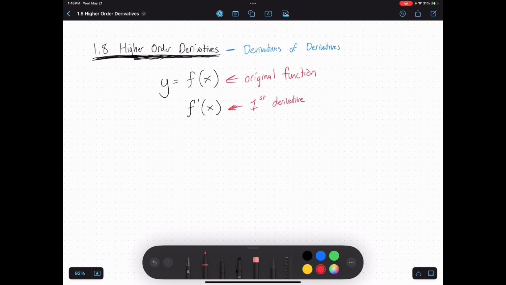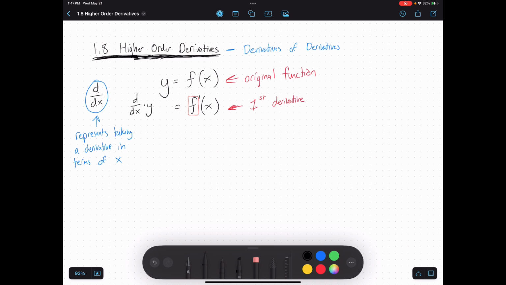Notice how now I'm qualifying that as the first derivative, because we're going to get to second derivatives and third derivatives. And that's what these higher order derivatives are. But to show this in Leibniz notation, we have to remember this notation right here. d over dx represents taking a derivative in terms of x. So let's use that notation here and take the derivative in terms of x of this dependent variable y: d over dx times y.